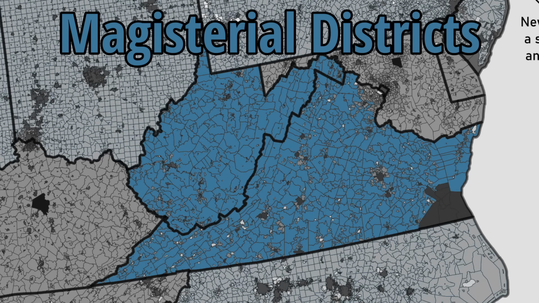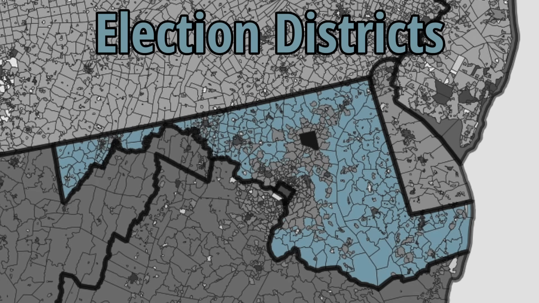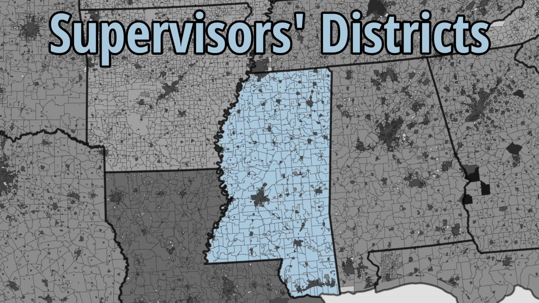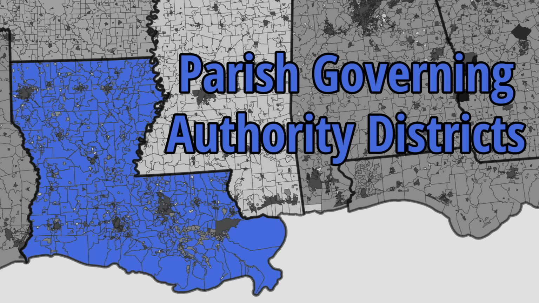Magisterial districts are used in Virginia and West Virginia. They conduct elections and record land ownership. Election districts are used in Maryland. They exist only to conduct elections and for census purposes, of course. Supervisors districts are used in Mississippi. They elect county supervisors. Parish governing authority districts are used in Louisiana, and they also just elect county officials.